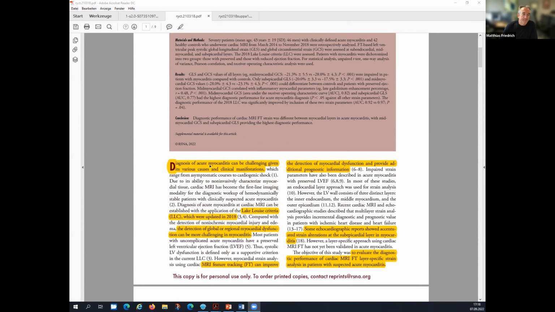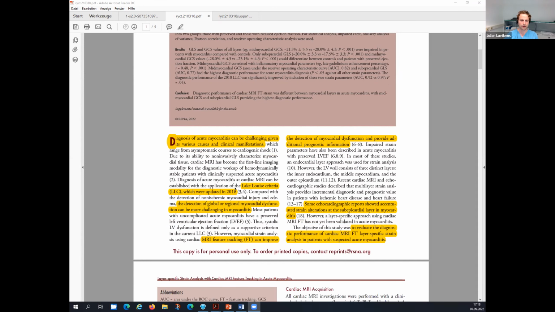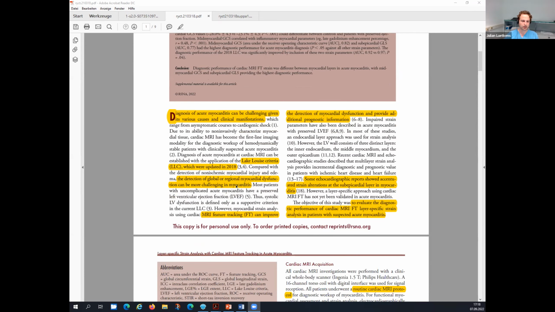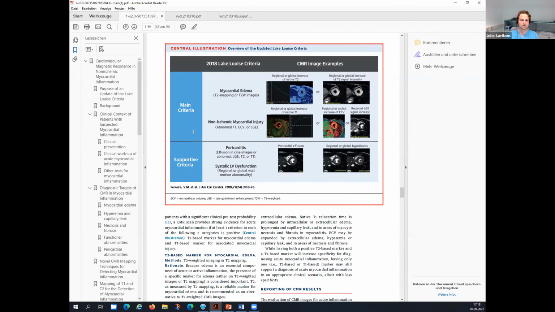So diagnosis of acute myocarditis can be challenging, given the various causes and clinical manifestations of the disease. And on cardiac MRI, we have the Lake Louise criteria, where we look for edema and also inflammatory lesions on LGE imaging. But the detection of myocardial dysfunction can be more challenging in myocarditis. And this is also why systolic left ventricular dysfunction is only a supportive criterion in the updated Lake Louise criteria.